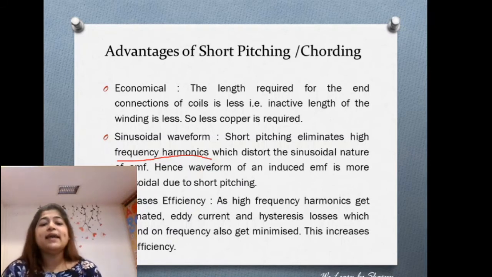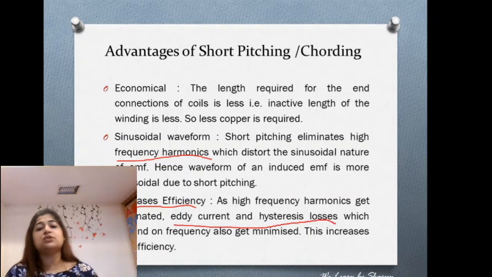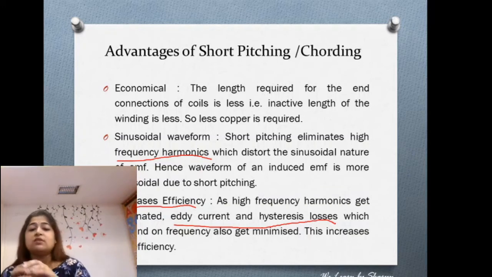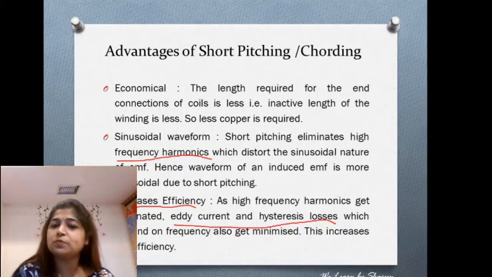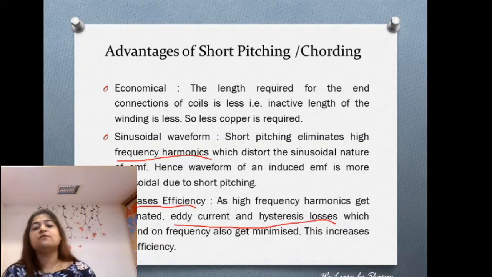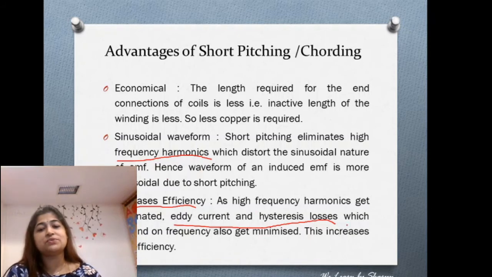Increases efficiency. Now, how does it increase efficiency? Eddy current losses and hysteresis losses, which are combinedly called iron losses, are dependent on frequency. If the high frequency is eliminated, obviously the losses which come because of high frequency also get reduced, minimized, or eliminated. Because of this, overall losses get reduced, and if overall losses get reduced, overall efficiency increases. So it gives you good efficiency. These are the three advantages of short pitching.